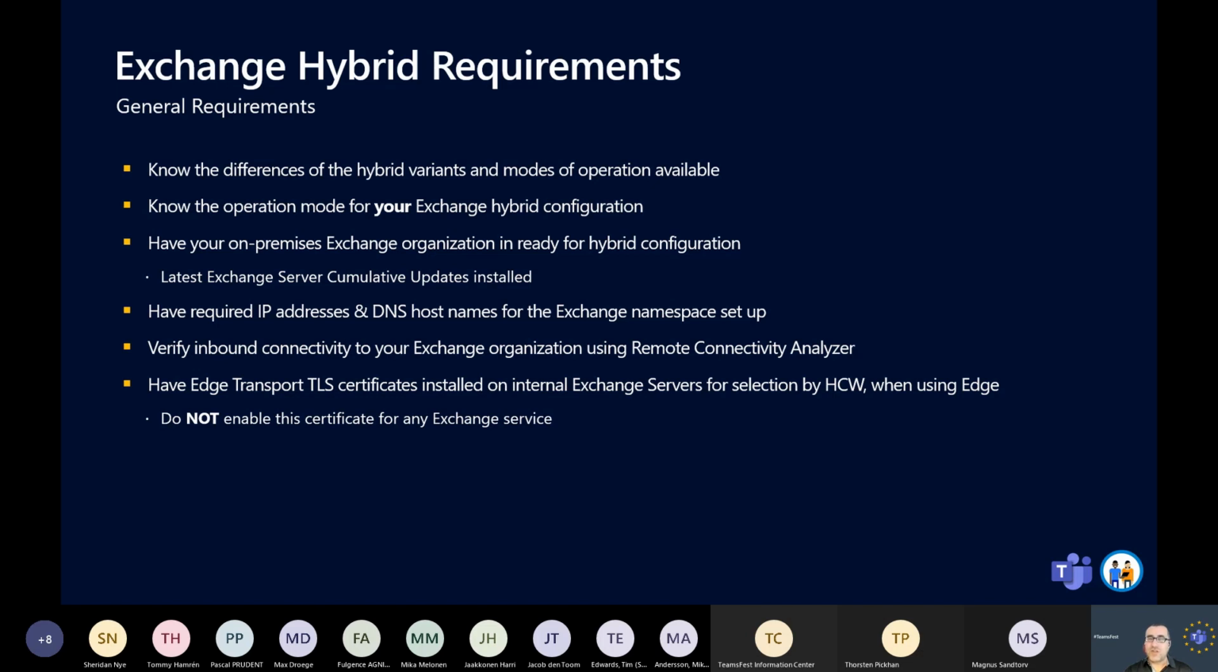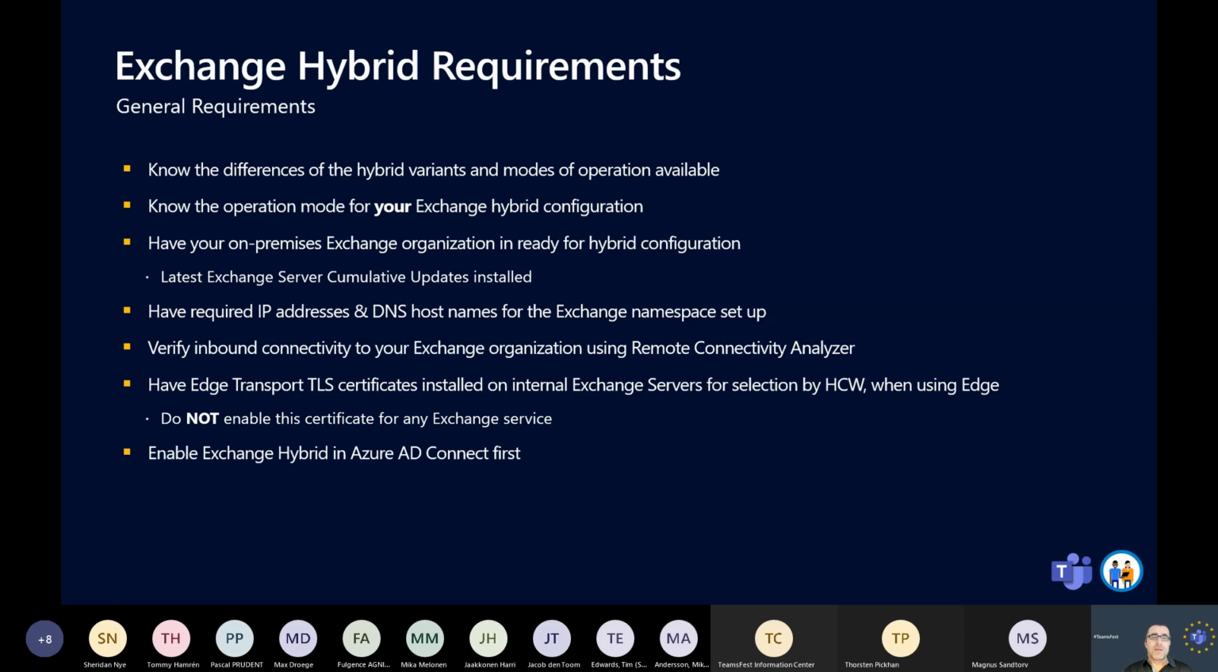But that's it. Just import the TLS certificate. Do never ever enable the imported certificate for any of the Exchange services. Reason is that the hybrid configuration wizard must be able to select that certificate for configuration purposes, for hybrid configuration purposes, to be precise. And it should never ever be used by any of the on-prem Exchange services.